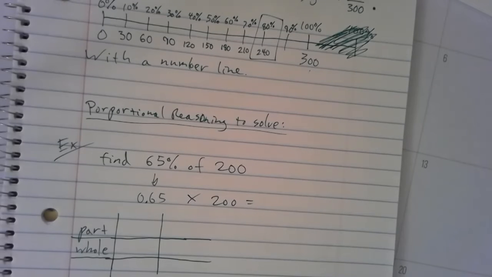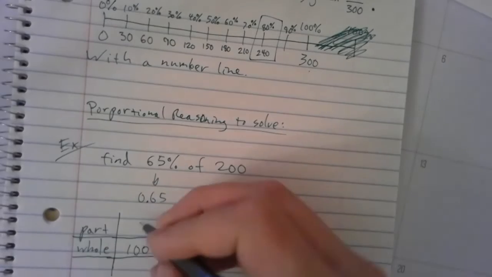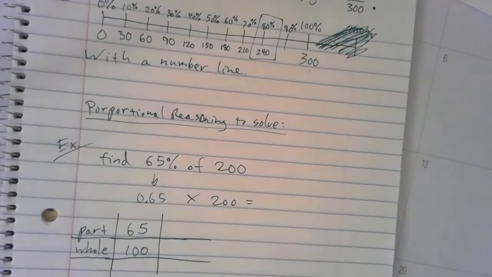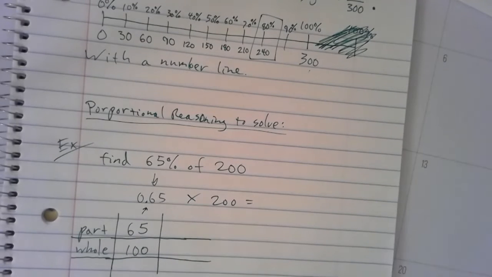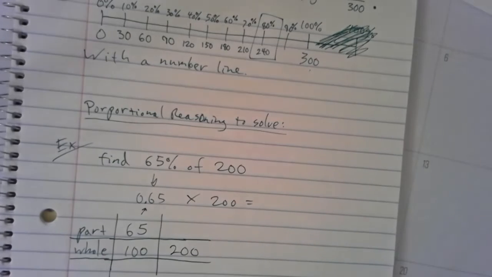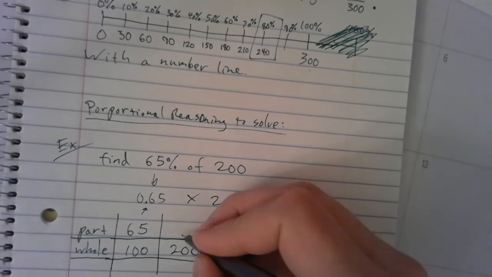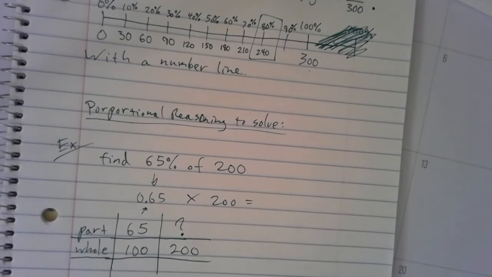So part to whole, right? I know that I want 65%. How do I show 65% as a fraction? Well, I know the whole is 100, and I know the part is 65. 65 over 100 is the same thing as this, isn't it? Yes, it is. And they want to know, what is 65% of 200? Well, now the new whole is 200, and I want to know what this is. How do I figure that out quickly?